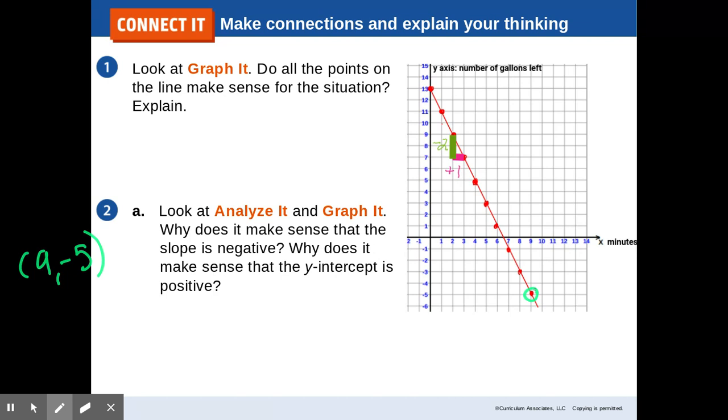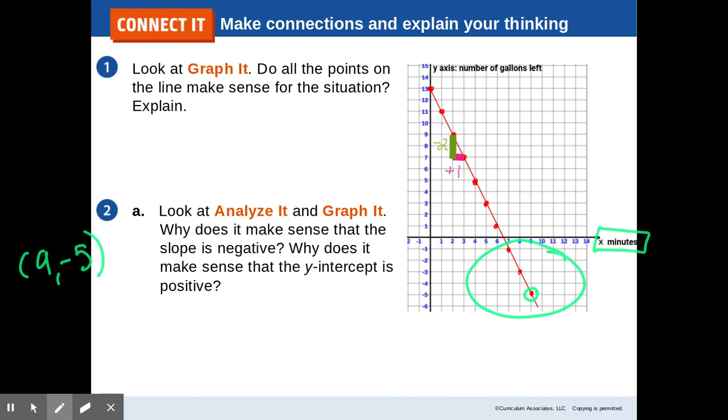So this question, number 1, says, look at the graph. Do all the points on the line make sense for the situation? Just a reminder, our situation is our cooler is emptying. So we want to know how much water is left after x minutes, because that's my variable on my x-axis. Would it make sense at 6 minutes, there's 1 gallon left? Yeah, that makes sense. However, at 8 minutes, there's negative 3 gallons left. Does that make sense? No. So all of these points here do not make sense in the situation.